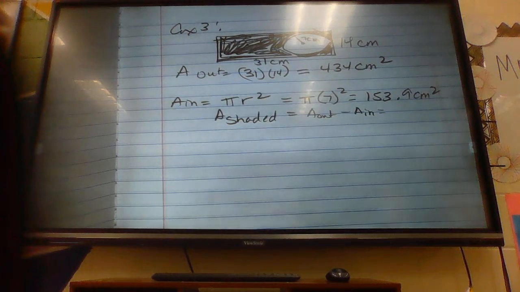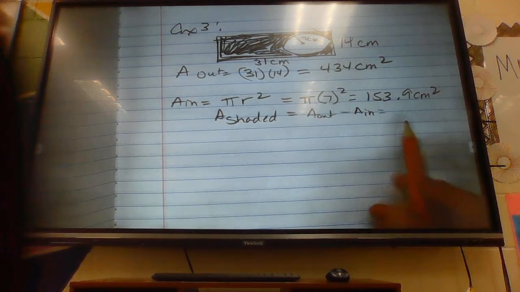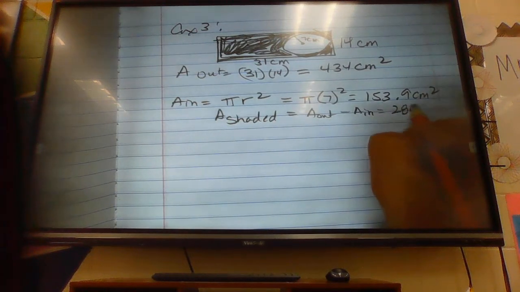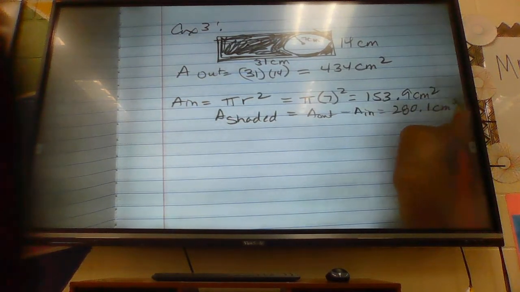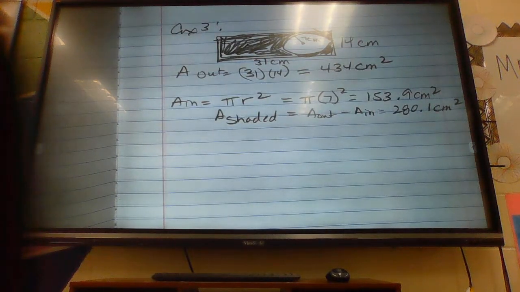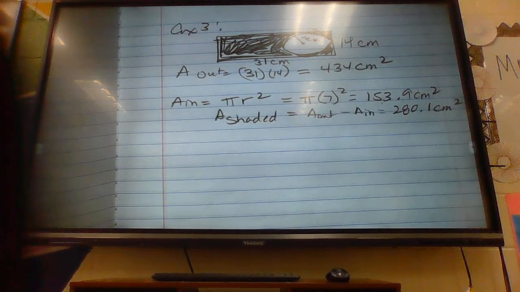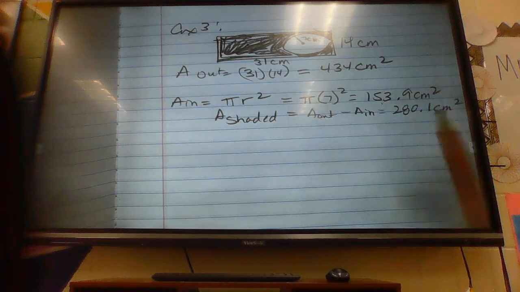Braylon, what's the answer? I got 281.1. Okay, I got 280.1 centimeters squared. Is that what you got? I was gonna ask a question. Did you round where you put 153.9? Because I got 153.86. 49 times 3.14.